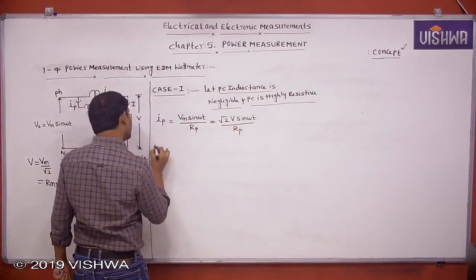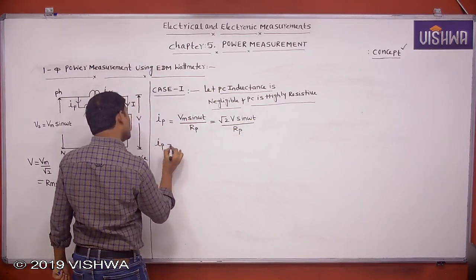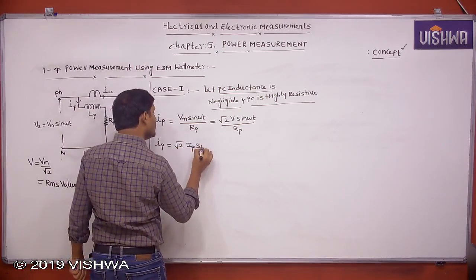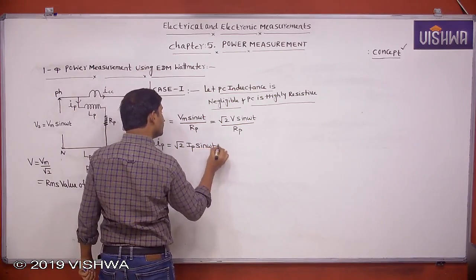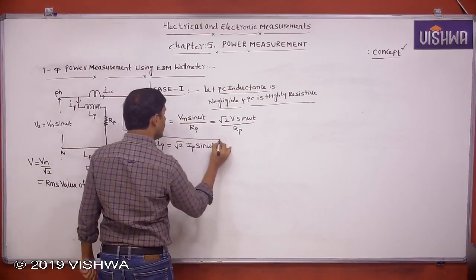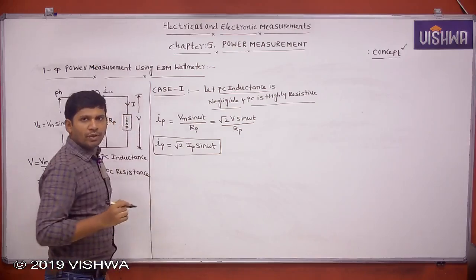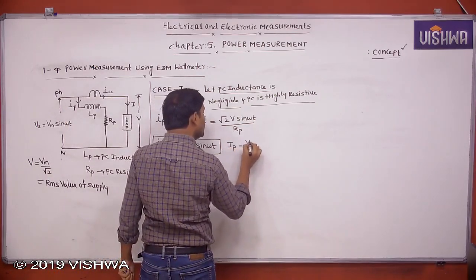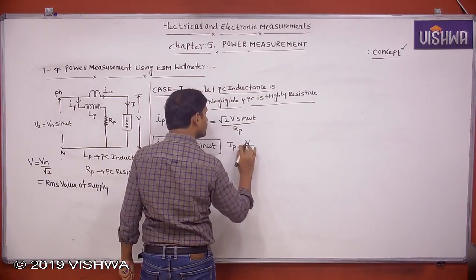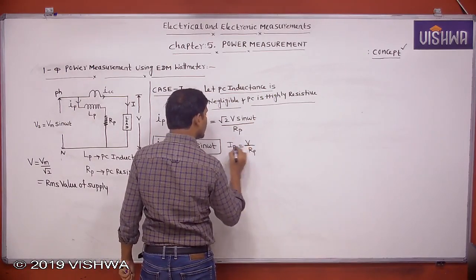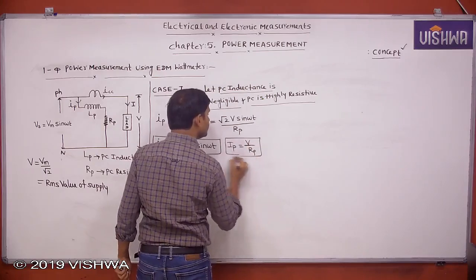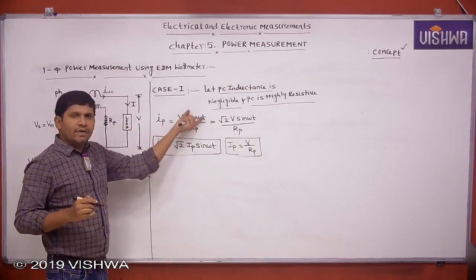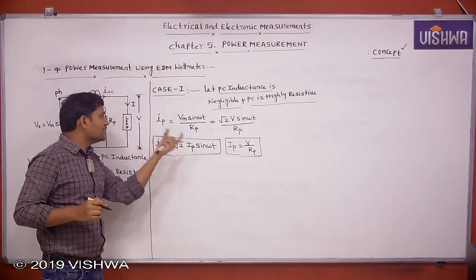You can also write the instantaneous pressure coil current as i_p equal to root 2 capital I_P sin omega t. What is the capital I_P here? It is the RMS value of the pressure coil current, capital V by R_P. So if this voltage is given, this is the current passing through the pressure coil.